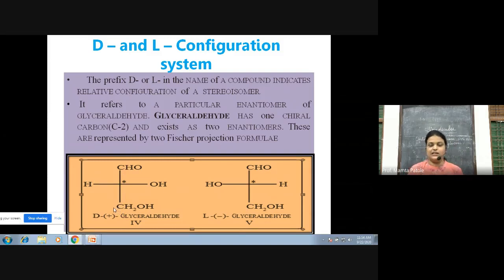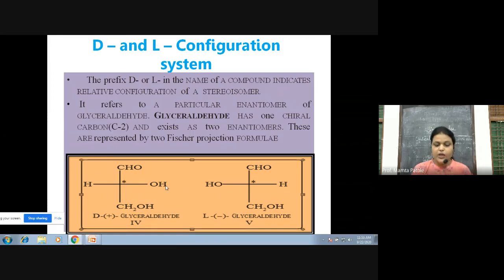Now we'll see what is D and L. The prefixes, dear students, capital D or L in the name of the compound indicate the relative configuration of stereoisomers. It refers to a particular enantiomer of glyceraldehyde. Enantiomers are mirror images. Glyceraldehyde has one chiral carbon at C2. This is the chiral carbon over here, and it exists as two enantiomers.